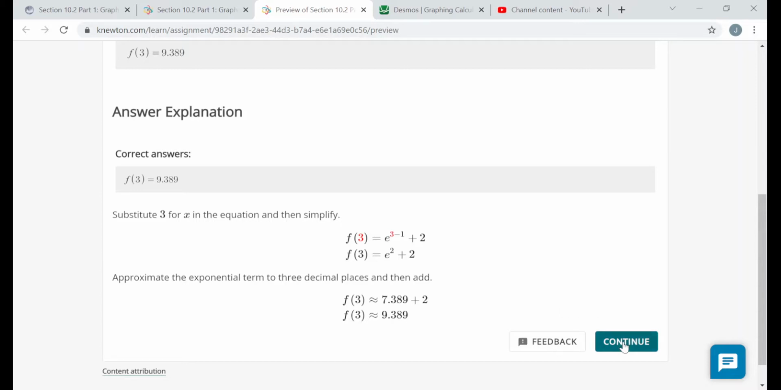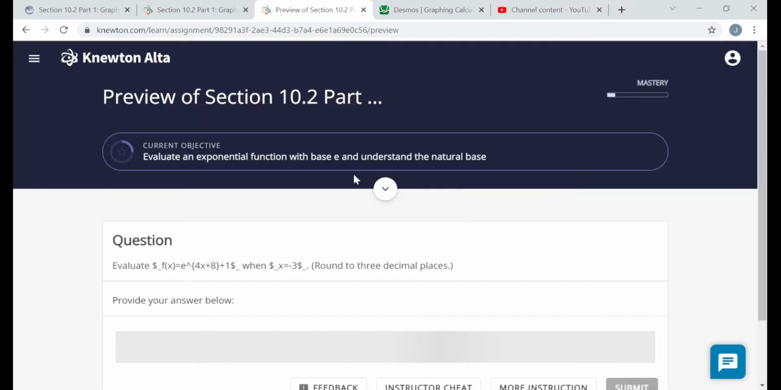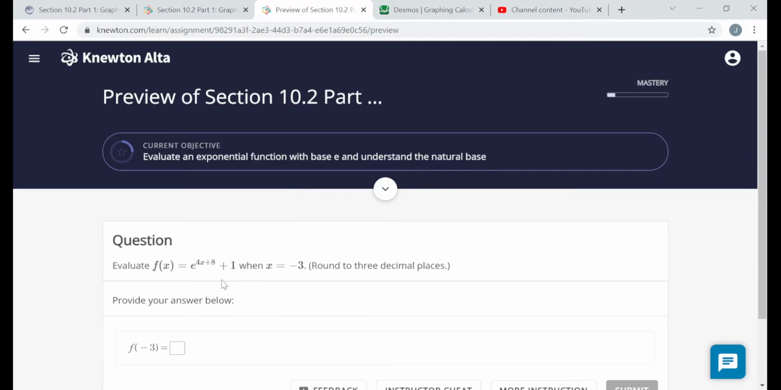Okay, the next question is on the same objective. And you're just taking some exponential function with a base e. See, it's e raised to the 4x plus 8, right? The input variable is in the exponent, thus the name exponential function. And then you got plus 1 after. And you're just plugging in -3 for x and rounding the output to 3 decimal places.